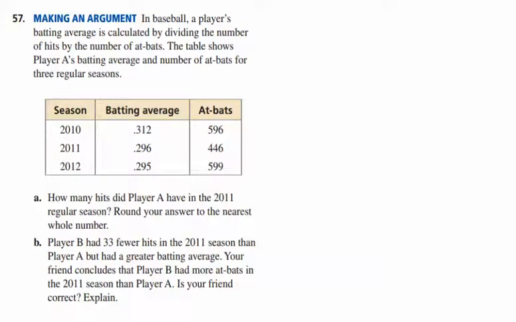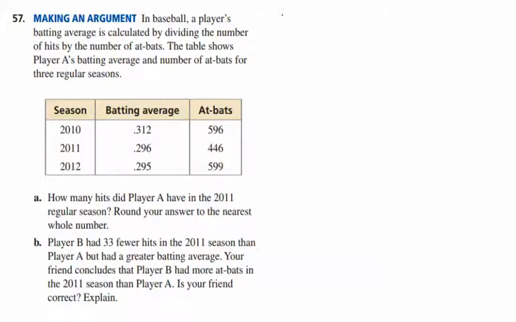Okay, in the final problem of this section, we have in baseball a player's batting average is calculated by dividing the number of hits by the number of at-bats. So you may not be familiar with baseball, but you're told how to set up the batting average. Batting average is calculated by dividing. So first of all, we're going to divide.